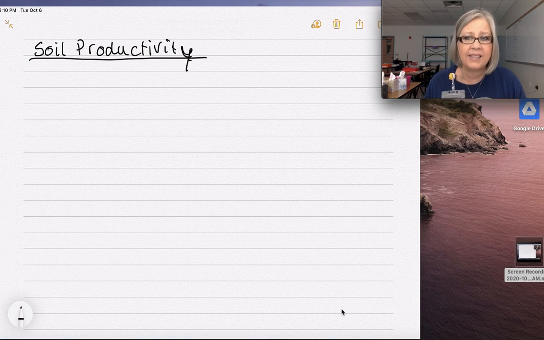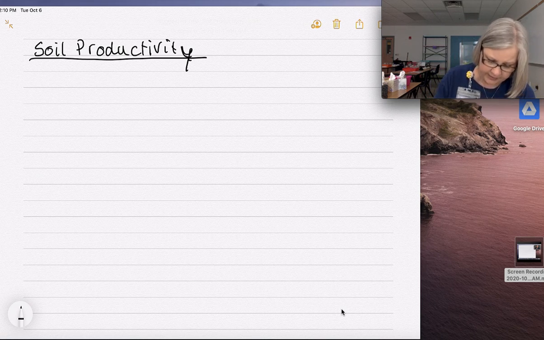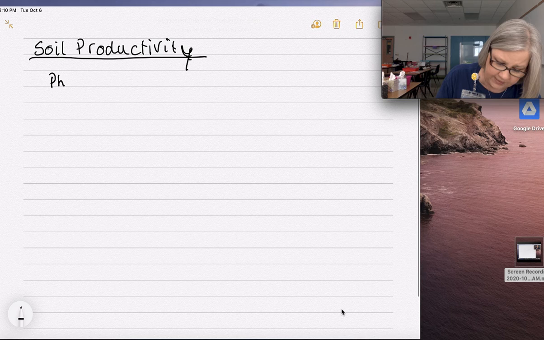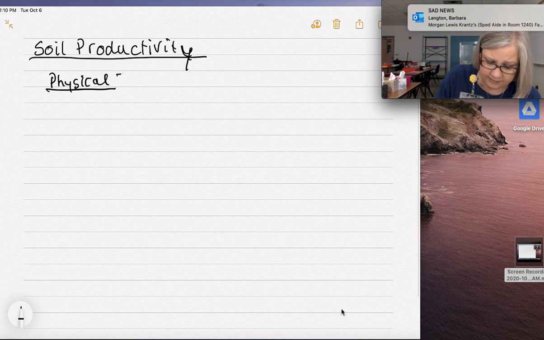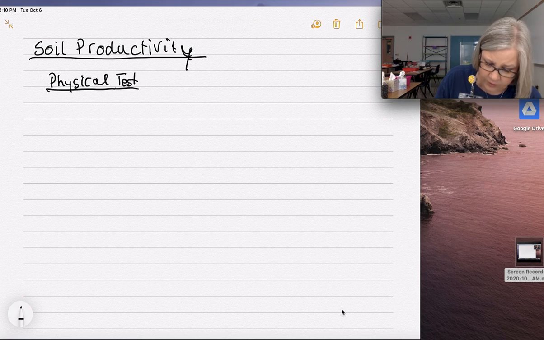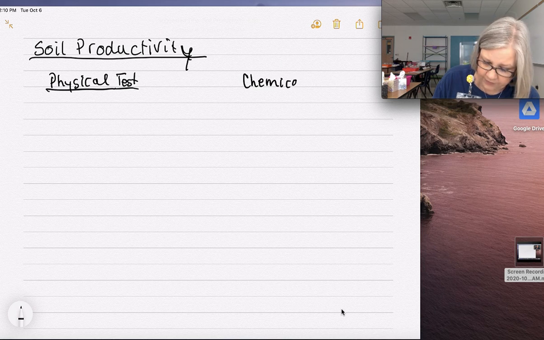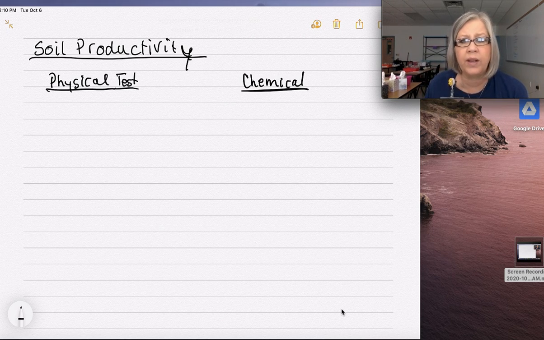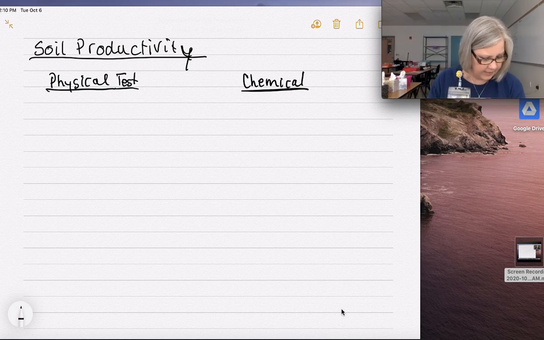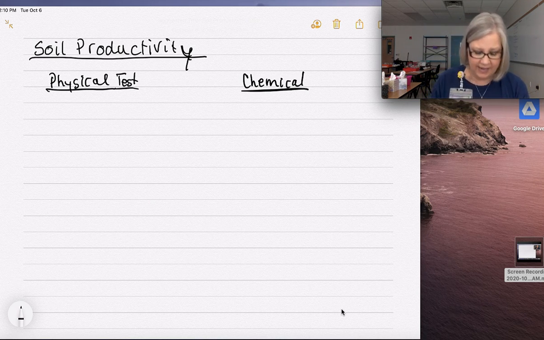So there are some tests that we can perform to find out if soil is productive or not. There are two different categories here. The first one we can do is physical tests. And then we can also do chemical tests. Our physical tests are going to be things that tell us a lot about the soil itself, the makeup of the soil itself. And so we can use a lot of our senses in order to make this happen.